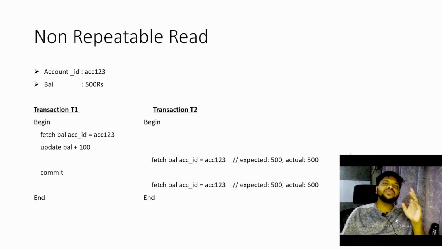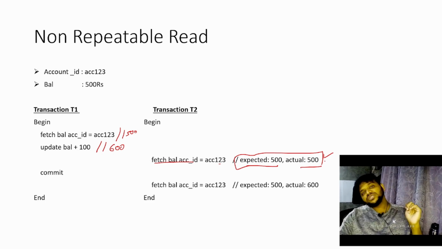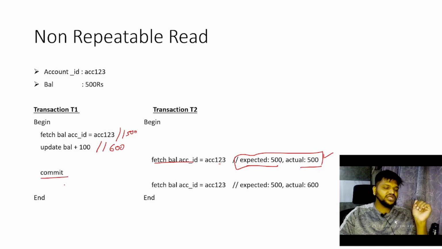Let's move on to the next one, non-repeatable read. Same setup: account ID 123, balance 500. Transaction T1 fetches account balance 500. Cool. Update account balance by 100, to 600. Before it performs any commit operation, transaction T2 is reading and it is seeing expected 500, actual 500. You would be saying, hey, yes, good. This time there is no dirty read. I was expecting 500, I am actually getting 500. Why? Because this was not updated into the database. Great, cheers. Now it performs the commit operation.